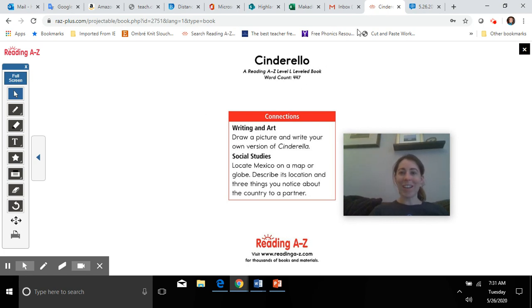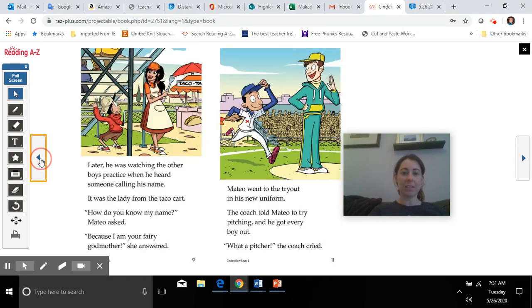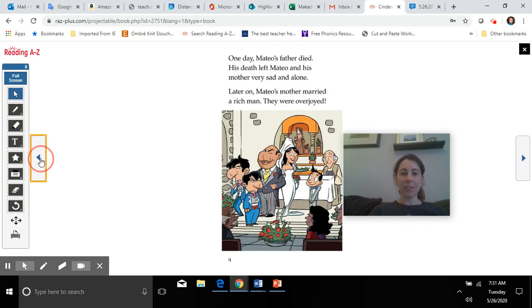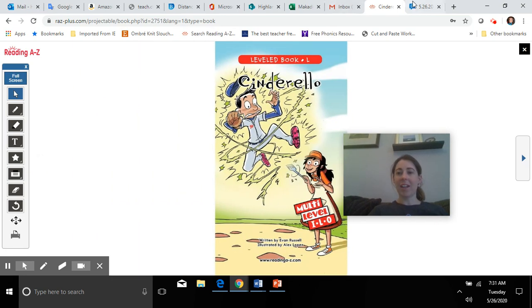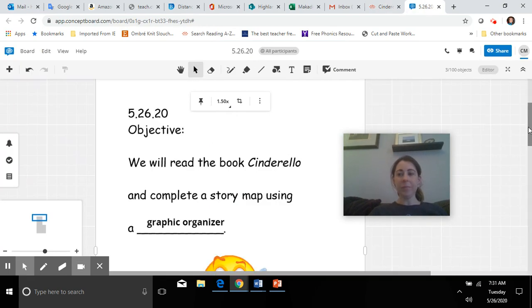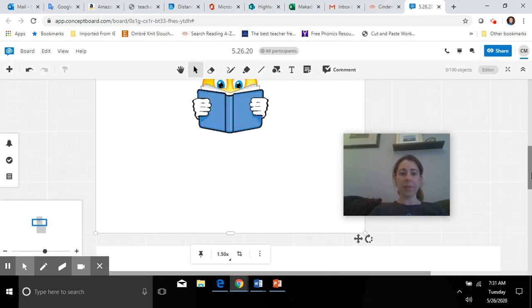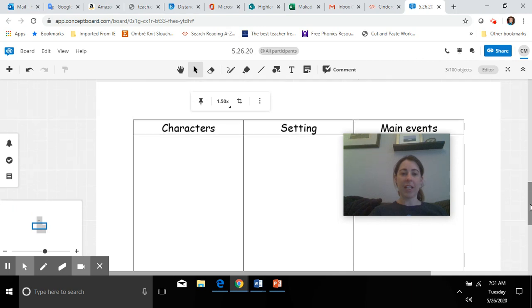I hope you enjoyed that story of Cinderello. I'm going to go back to the beginning. All right, let's think about completing our graphic organizer.